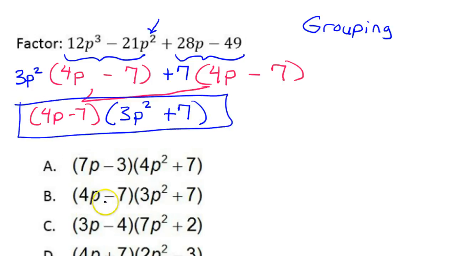So let's look for that. I see 4p minus 7, and then here's 3p squared plus 7. So the answer is B.